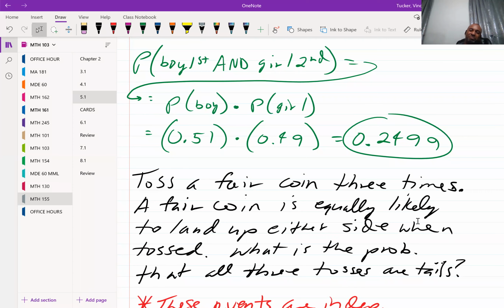All right. So toss a fair coin 3 times. A fair coin is equally likely to land up either side when tossed. So that's what we're talking about when we say fair coin. What is the probability that all 3 tosses are tails?